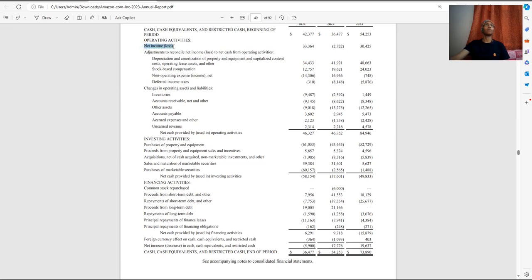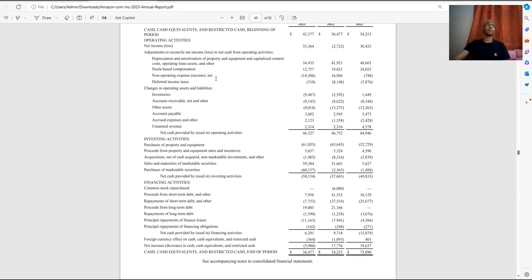Started with net income, and then adjustments to reconcile net income to net cash from operating activities. This reconcilement has been mentioned directly. Depreciation and amortization. This is basically a non-cash item. This is not a cash transaction that has happened, so this is added back. Then stock-based compensation. These are not cash outflows, so they are added back. These are basically stock-based payments that have been made to the employees or any other investor maybe.